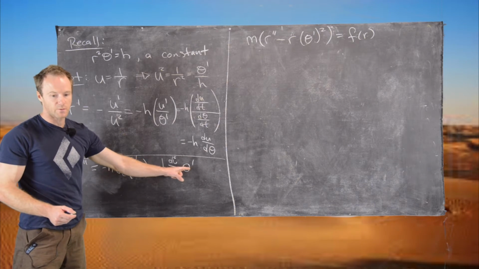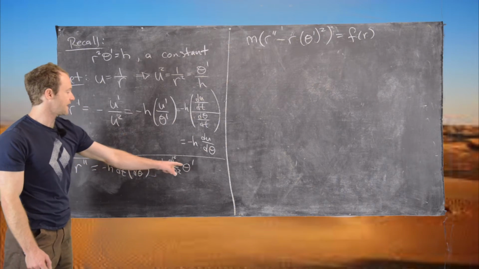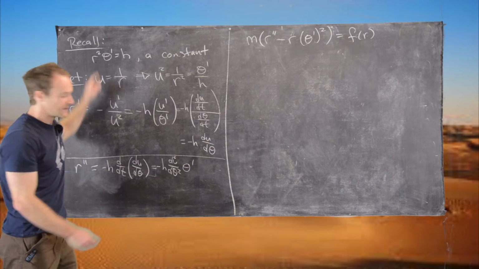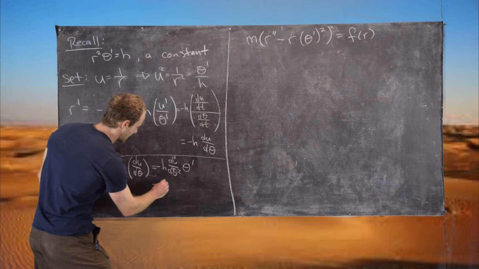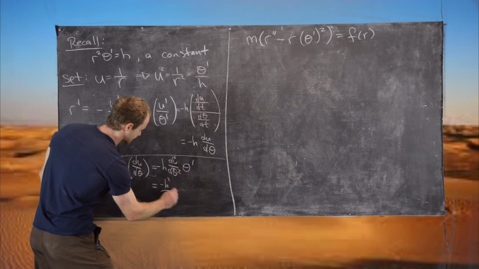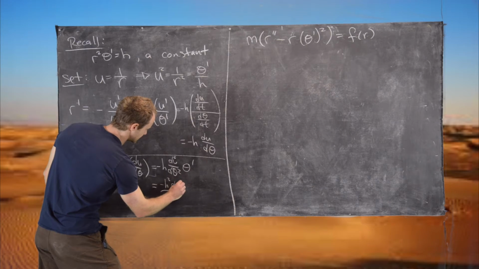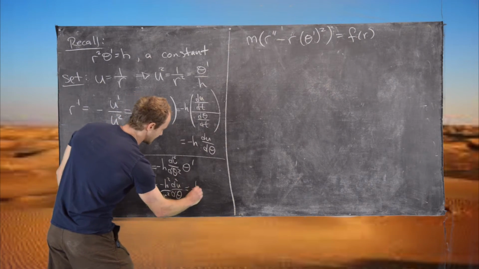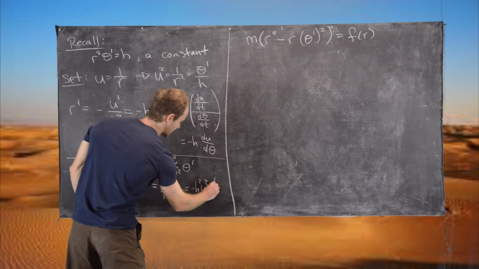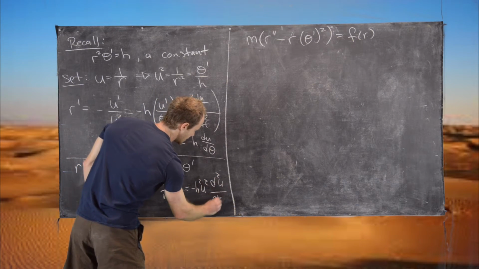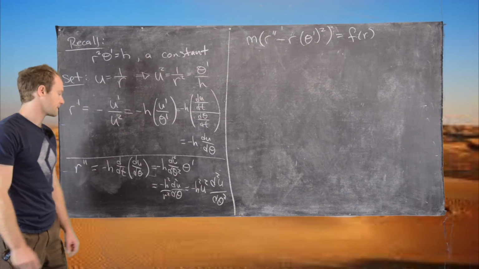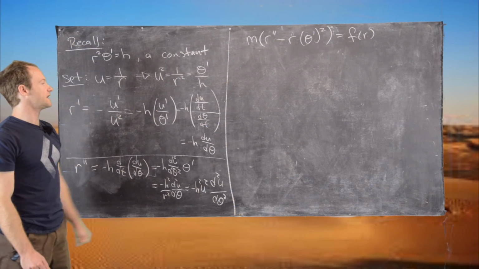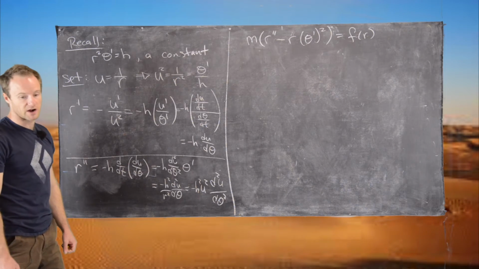And so now we can replace this theta prime with h over r squared, and so that's going to give us the following, minus h squared over r squared, the second derivative with respect to theta, but now notice that is minus h squared u squared, and then the second derivative of u with respect to theta. Okay, good. So that's r double prime.